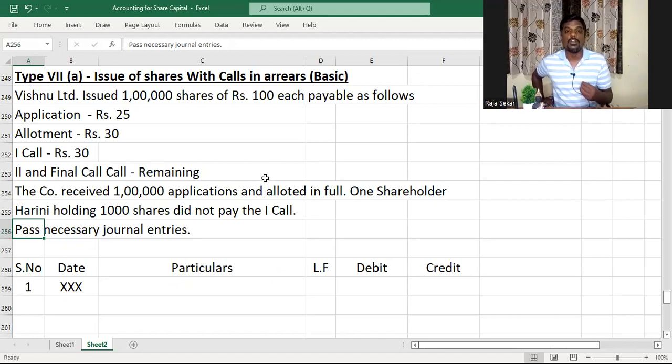Understood or not, my dear children? The total amount of money receivable by the company which has not yet been received even after the due date will be the calls in arrears. Understood? So let's see how to account for it using this problem.